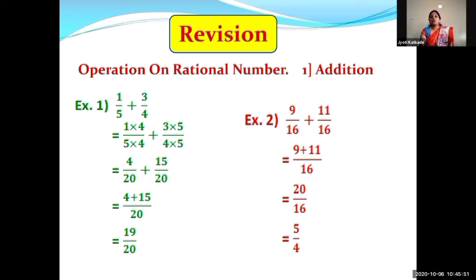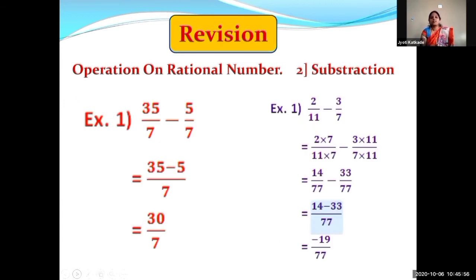Now we study the next operation, that is subtraction. See on your screen, subtraction, operation on rational numbers. Here also there are two types, that is having the same denominator and having different denominators. See the first example, 35 divided by 7 minus 5 upon 7. Now the denominator is the same, 7 7. And you know, when the denominator is the same, we have to subtract the numerator values. 35 minus 5 divided by 7, we get 30 upon 7.